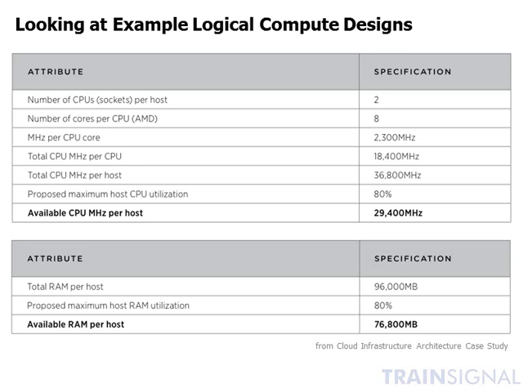Then we show the number of megahertz per core, the total number of megahertz per CPU. That's simple math, 2300 megahertz times 8. And then we look at total megahertz per host. That's the number of cores times the number of sockets, 2. We double that number.